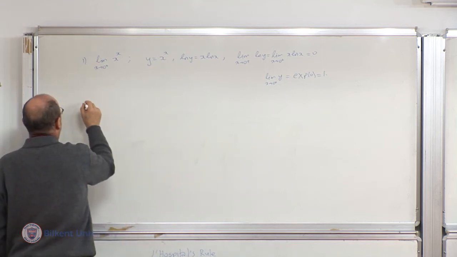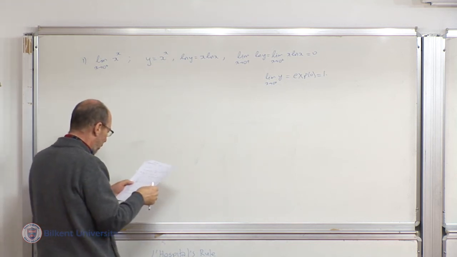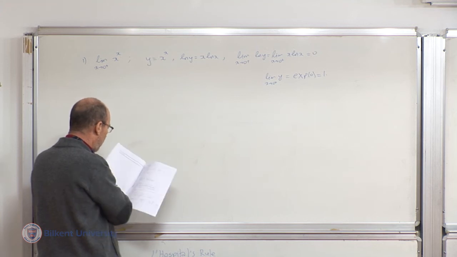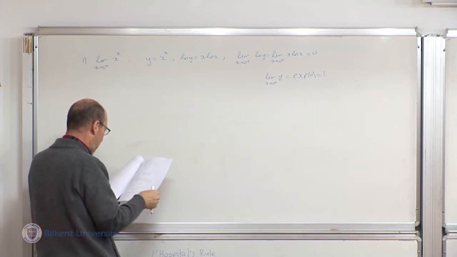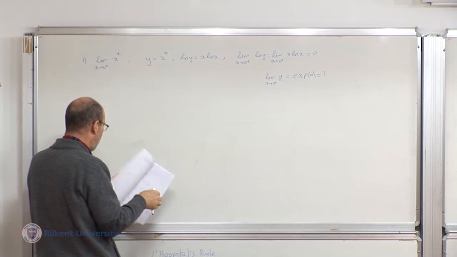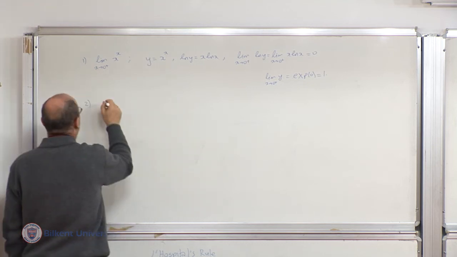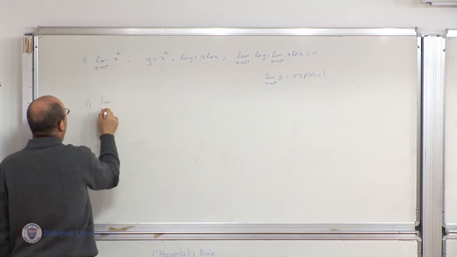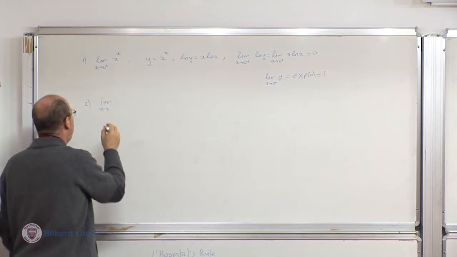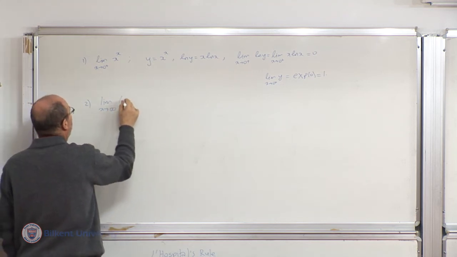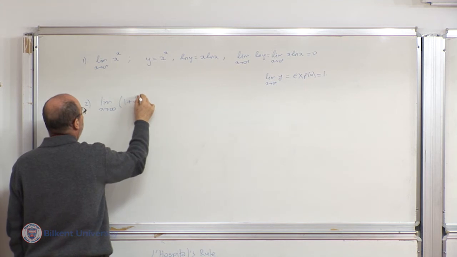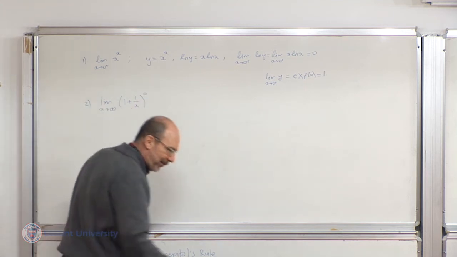So another thing is this. We'll do this more generally in a minute. Okay, so maybe I do this and then the other one. The limit as x goes to infinity of 1 plus 1 over x, to the power x.